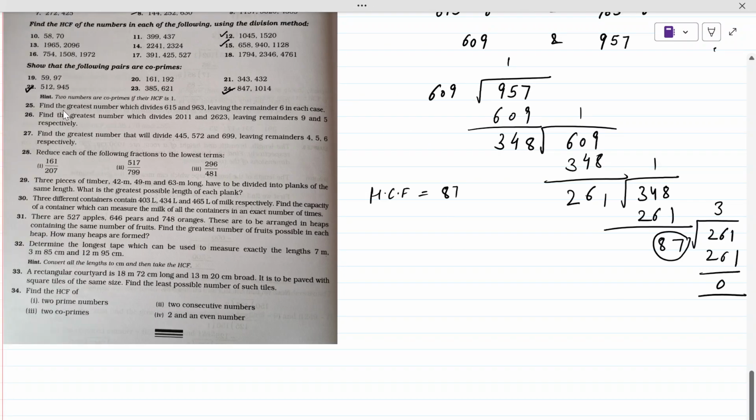This is the number, the greatest number which divides 615 and 963, leaving the remainder 6 in each case. Okay, so this is the answer.